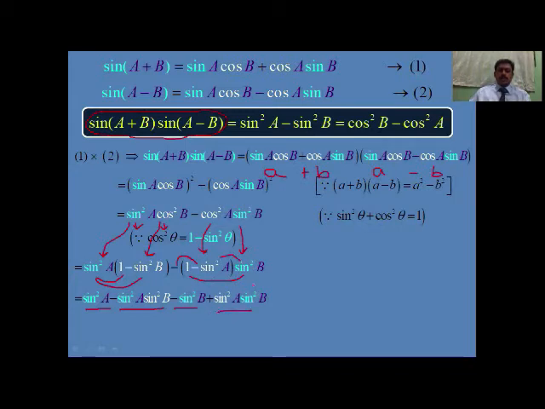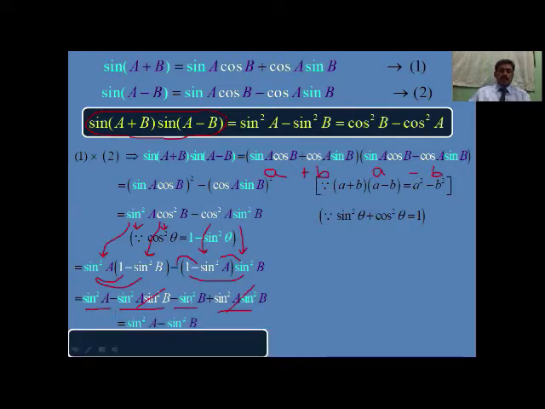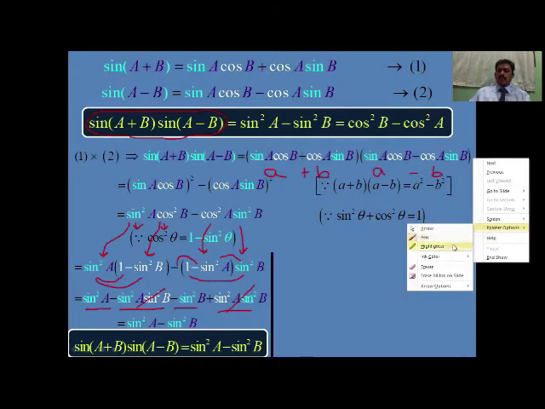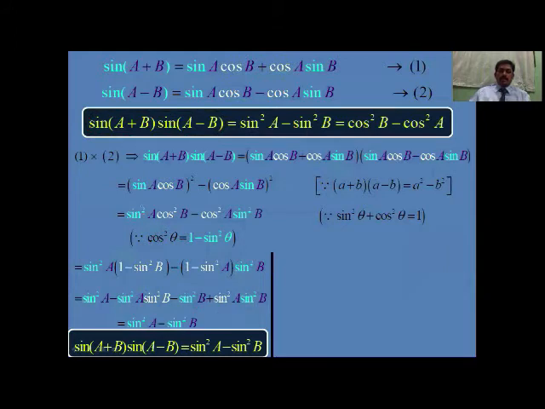If you observe, these two terms are same, so I have cancelled and I got the term sin square a minus sin square b. So therefore, the first formula is sin of a plus b into sin of a minus b equal to sin square a minus sin square b. The same way we can derive the another one by replacing this sine by cos form.